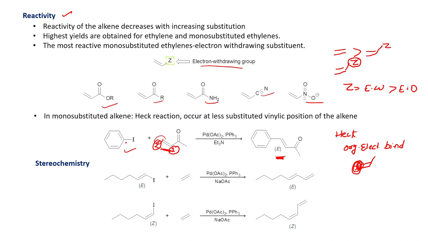Other thing, when you treat vinyl iodide with ethylene, you can see product has retention of configuration. So Z part reacts with ethylene, you will find Z configuration in your product. So this is retention of configuration. So two things. First, the new carbon-carbon bond formation will be trans substituted E, and if your reactant has E trans or Z cis configuration, it will be retained in product.